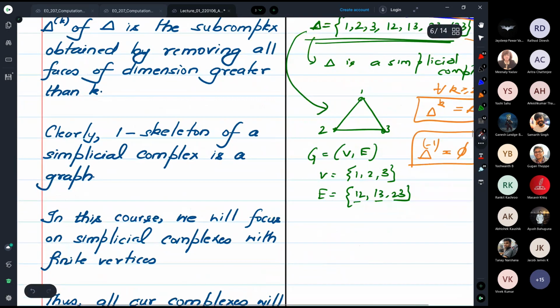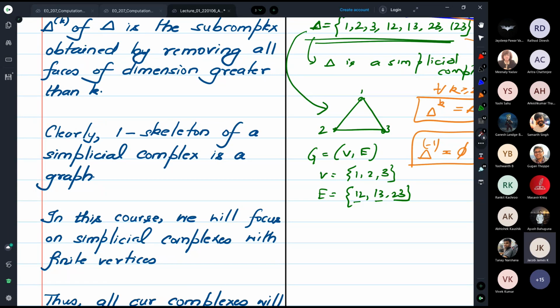And now here is a quick remark. The one skeleton of a simplicial complex is always a graph. Whatever the simplicial complex, we are ignoring faces of dimension 2 and above. In other words, we are ignoring all higher order relations and only focusing on relations concerning dimension 0 and dimension 1. Since whatever we get back is itself a simplicial complex, it can equivalently be viewed as a graph. Yes, Jacob, go ahead.